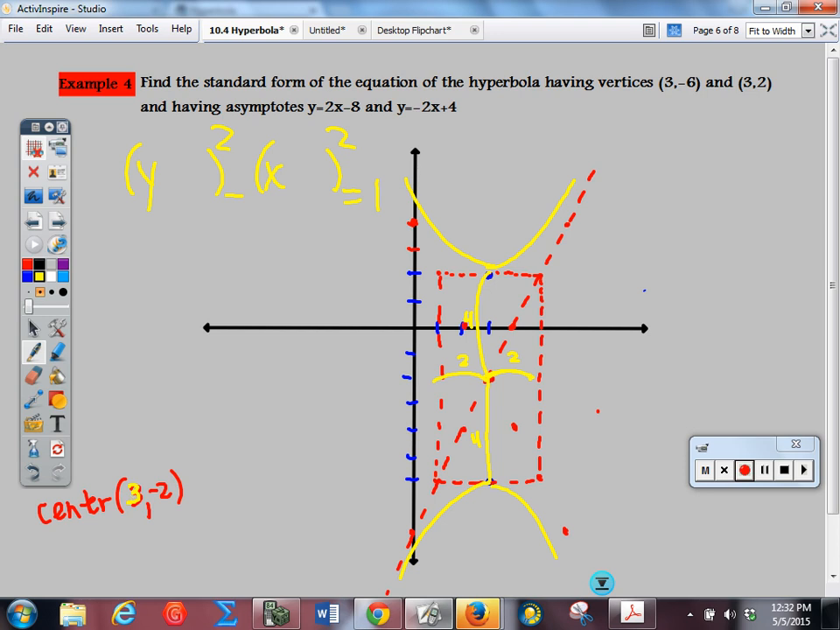And then the other part that's kind of tricky is the 4. You go up 4 and down 4, so 4 squared goes under which one? The first one or the second one? Yeah, the y, right? The one with the y. And then 2 to the right, 2 to the left, so 2 squared goes under the x. So, we could write 16 and 4, but there's your answer right there.